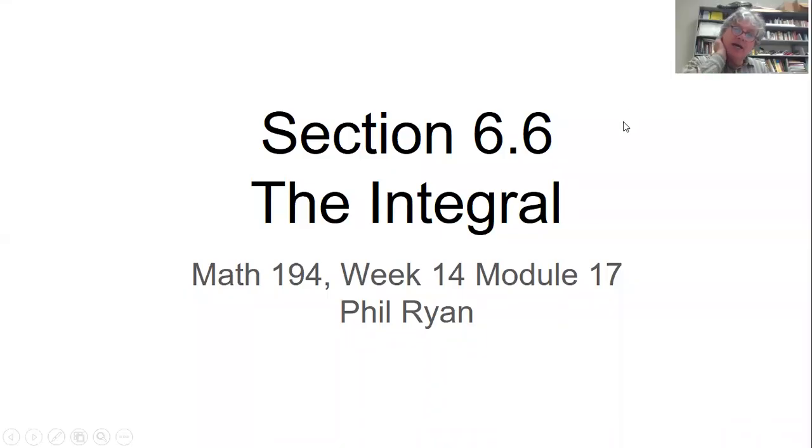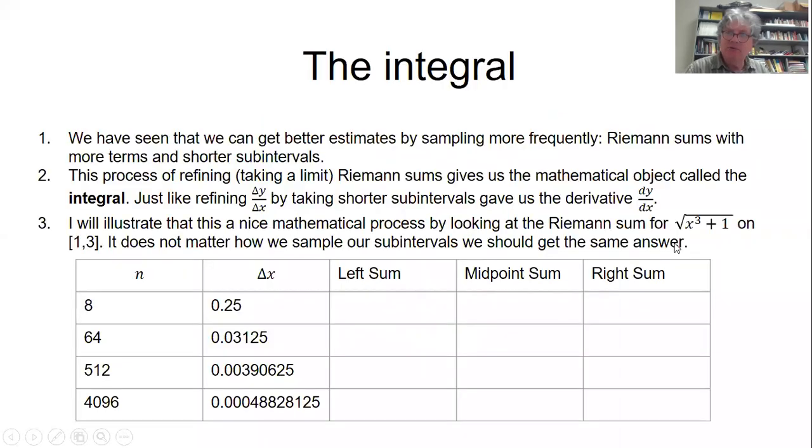Okay, second last module on the integral. So this is leading up to what we've done before. I want to introduce the idea of the integral. What we've been doing the last week or so is trying to get some quantity, and the way we've been getting at that is by making better and better estimates by sampling more frequently. So we've been doing Riemann sums with more terms and shorter subintervals. This process of refining those Riemann sums gives us a mathematical object called the integral.